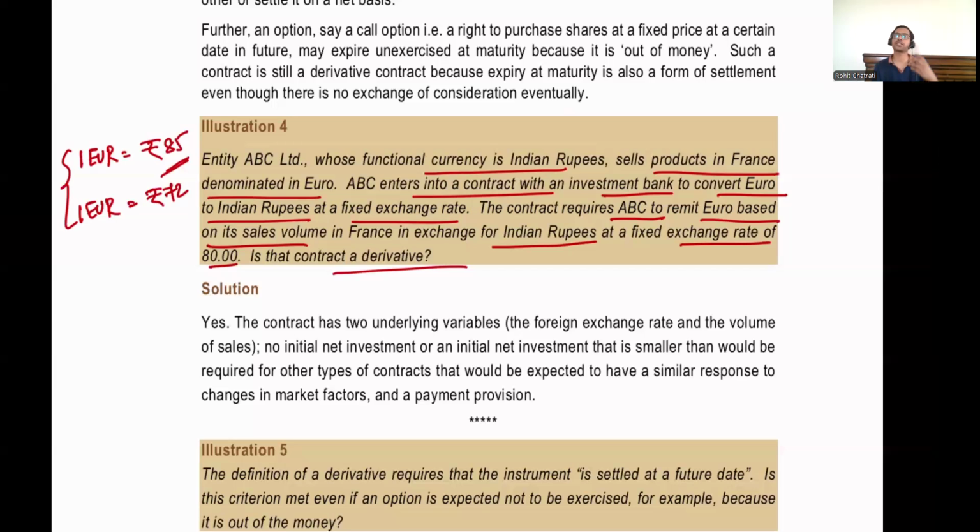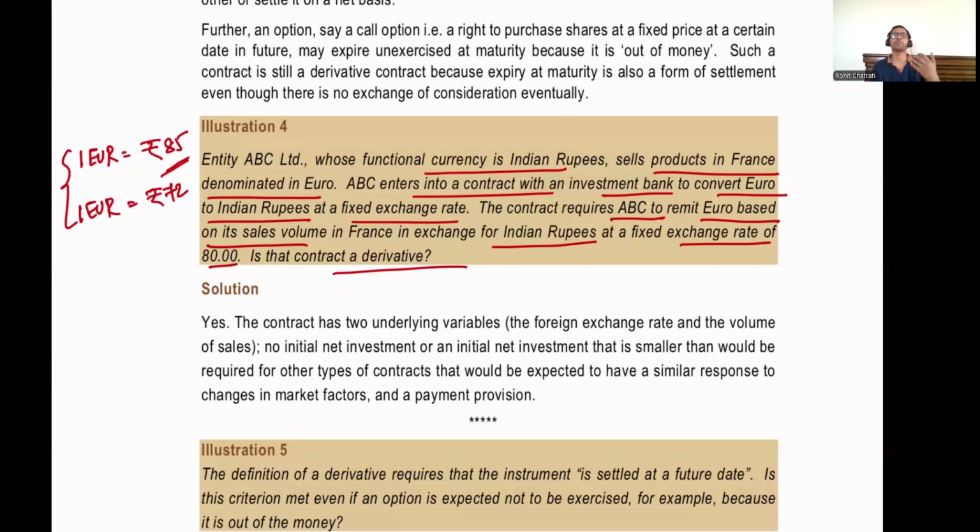The second condition is there should be no initial investment, or the initial investment is supposed to be minimal. In this case, there is no information given on the initial investment, so it is presumed to be equal to zero. And generally, in the case of forward contracts, initial investment is going to be zero as well. So the second condition is also satisfied.